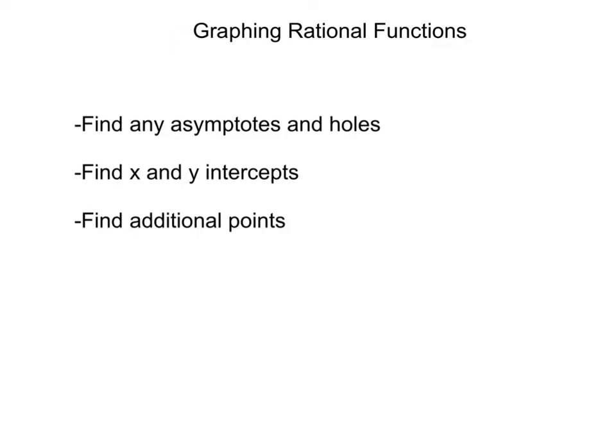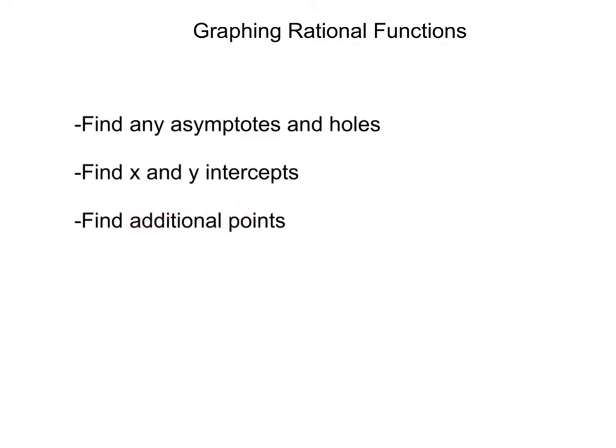Alright, let's bring it all together to graph rational functions. There's three main things you want to do when graphing these functions. One, find any asymptotes and holes in the graph. Then you want to find your x and y intercepts. Lastly, pick some points that you can plot on the graph. These are going to be very important. You're going to have to be strategic about picking these to help you discover how the graph behaves.